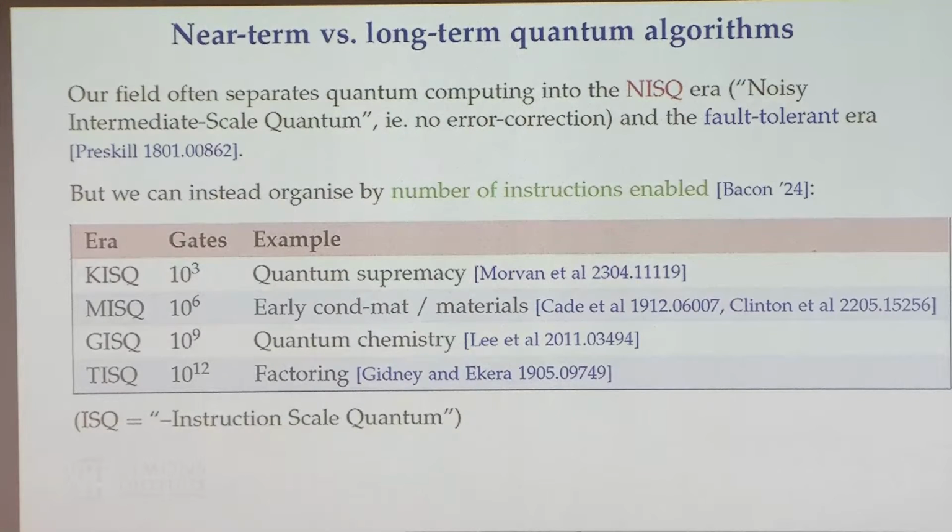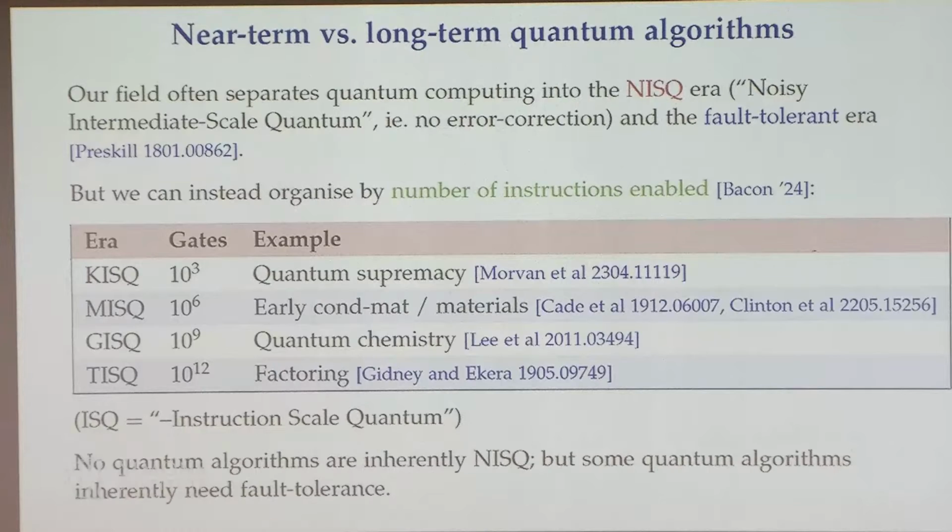As people come up with better ideas to improve the algorithm's complexity, they move up the list. And of course, there are some things which it is hard to see how we could do with physically relevant parameters. So for algorithms with 10^12, 10^15 gates, it's hard to see how we could do that without fault tolerance. But there is hope that some of these algorithms might move up this list further.